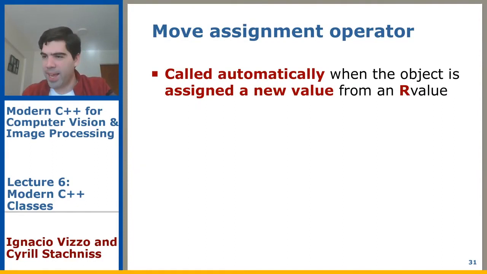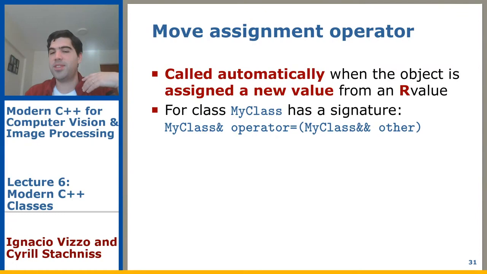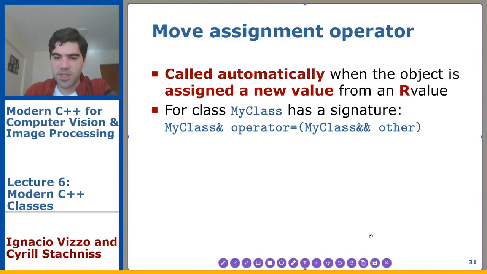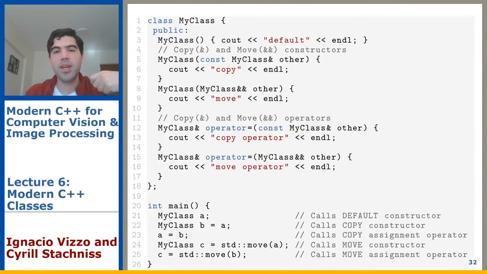Again, the 4th one: there is something called the move assignment operator. This is the interface. It's super similar to the copy assignment operator. The only difference is that it takes an rvalue reference. And there is one example here, with all those 4 operators defined. This is an example that you should try.